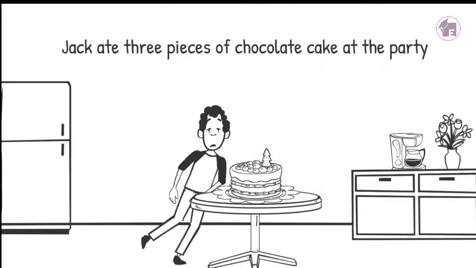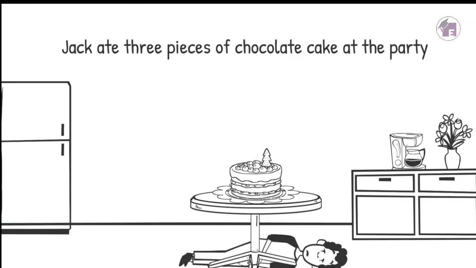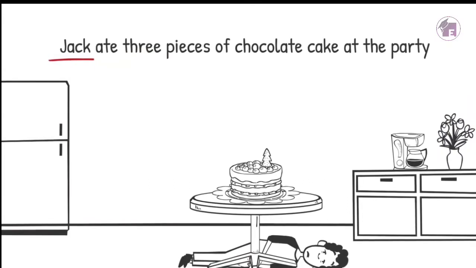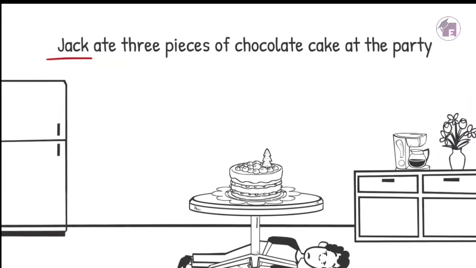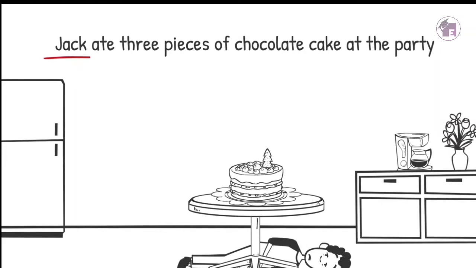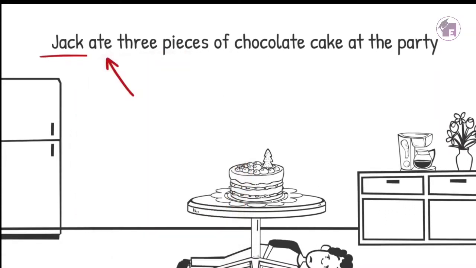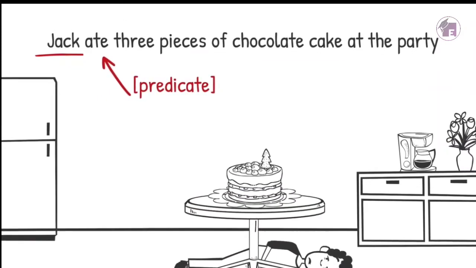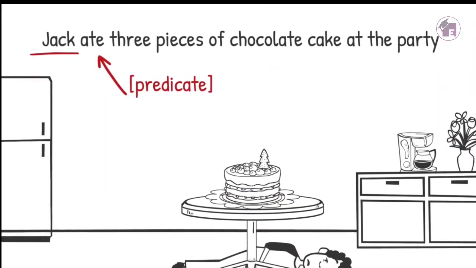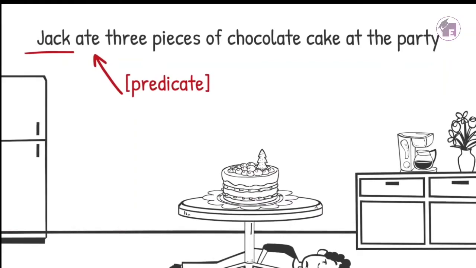For example, Jack ate 3 pieces of chocolate cake at the party. Jack is a subject. He is our main focus in the sentence. He is the doer of the action ate. And the verb ate is the predicate in the sentence. The verb ate plays the role of the predicate in the sentence.